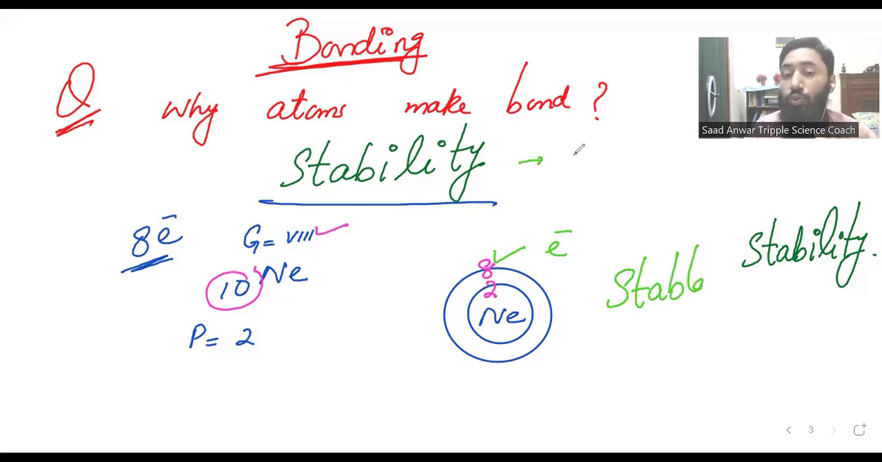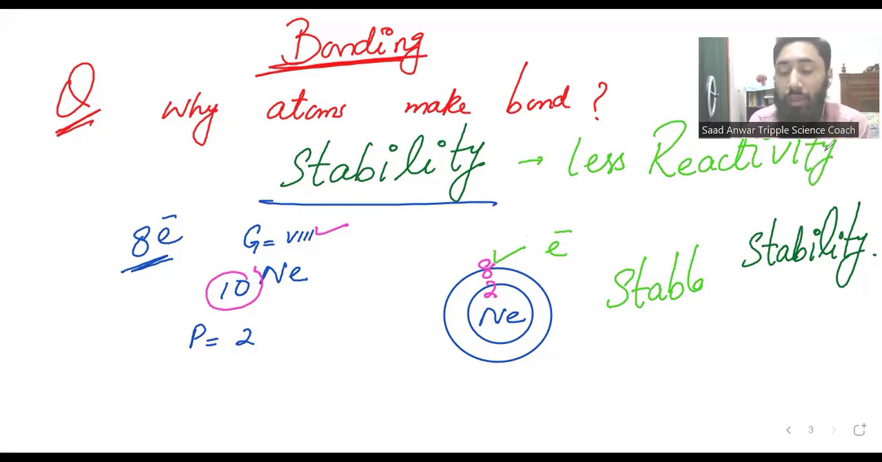And if an atom is stable, it does not make bonds. It does not react. Stability means less reactivity. The question is, why do atoms make bonds? The answer is, atoms make bonds to achieve stability. And what is the stability criterion? What does stability mean for atoms? For atoms, stability means the atom must have 8 electrons in its outermost shell. It has been observed that those atoms that keep 8 electrons in their outermost shell, whatever the outermost shell is, are stable, while the rest of the atoms that don't have 8 electrons wish to have 8 electrons in their outermost shell to achieve stability.